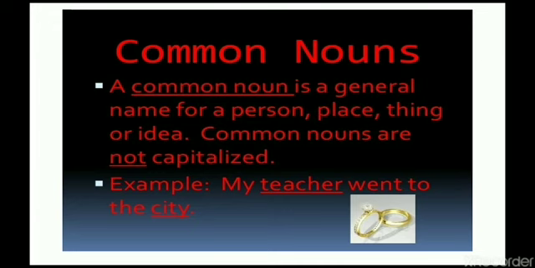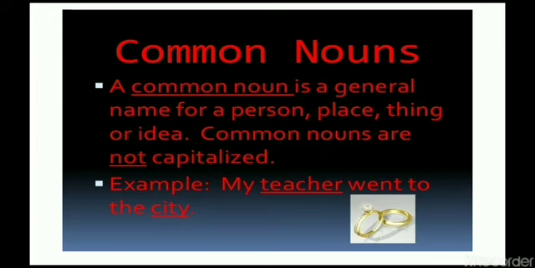First is common nouns. A common noun is a general name for a person, place, thing or idea. When we name someone generally, it can be a person, a place or a thing or any idea. It will be considered as a common noun. Common nouns are not capitalized.